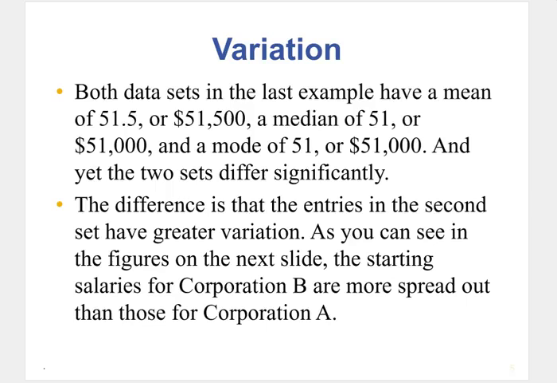But unfortunately, they're very different when it comes to their ranges. And this is because that second data set has what we call a greater variation. The data is much more spread out than the data from Corporation A. And this can lead to a lot of questions about the companies themselves. So let's look at some histograms of that data.